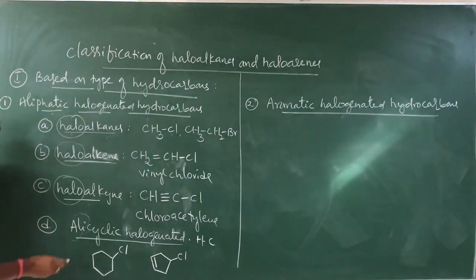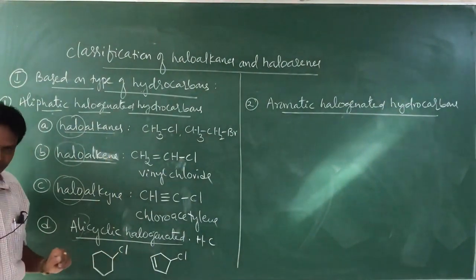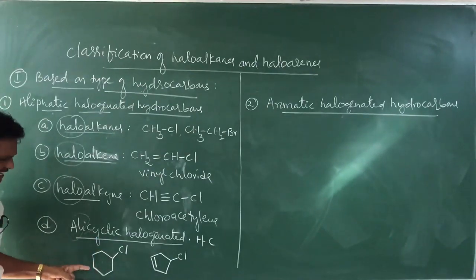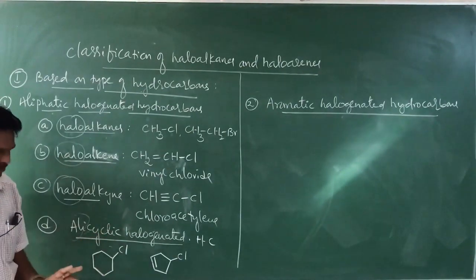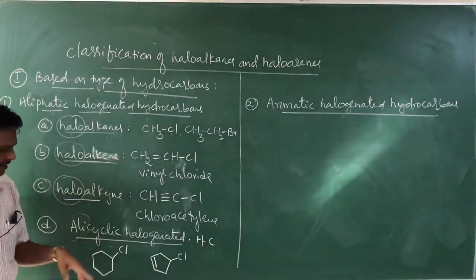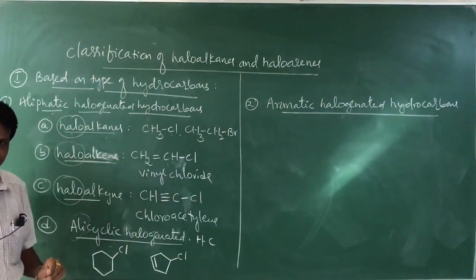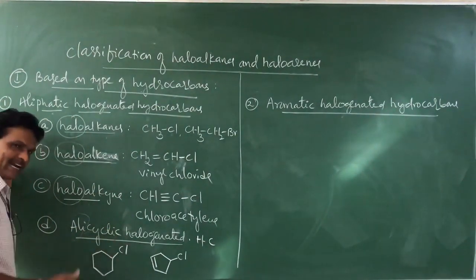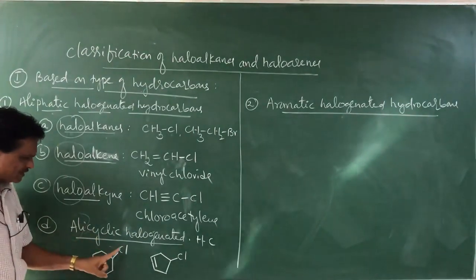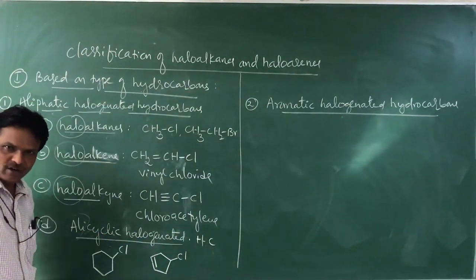Then the fourth one is alicyclic halogenated hydrocarbons, cyclic compounds which contain halogen. Alicyclic compounds are the saturated cyclic hydrocarbons. In case of alicyclic hydrocarbons, if one or two hydrogen atoms of those compounds are replaced by one or two halogen atoms, we get alicyclic halogenated hydrocarbons.